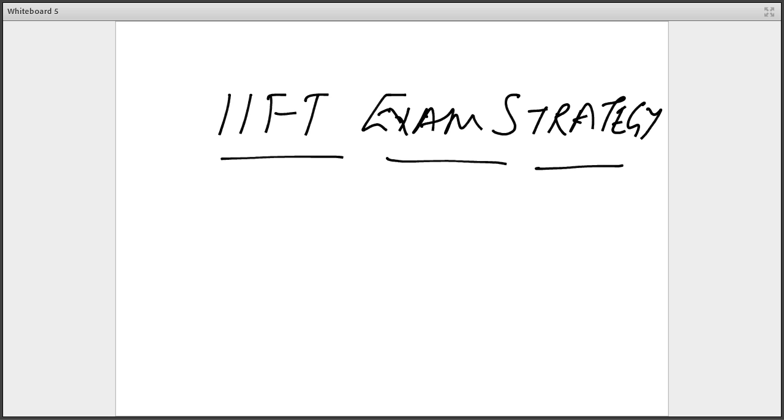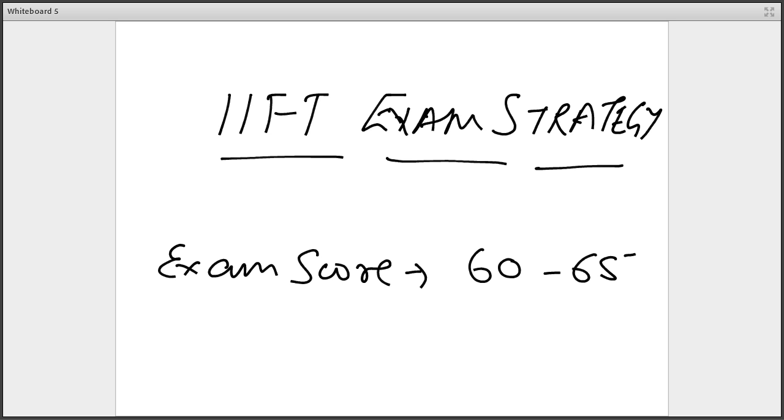When it comes to IIFT, the first requirement is that I am not looking at just clearing the exam, just clearing the cutoff. My aim is to get a very high written score, because in IIFT the written exam score has a weightage ranging from 60 to 65% for the final convert.